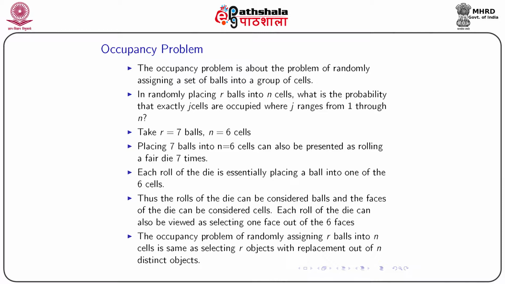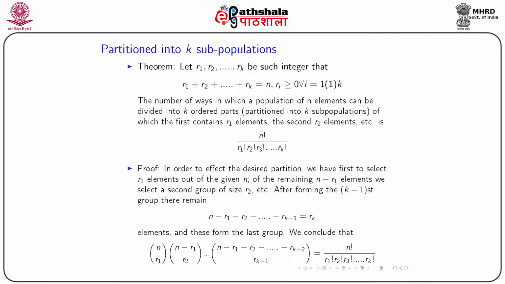In this example we have 6 cells and 7 balls. Each roll of the die can also be viewed as selecting one face out of the 6 faces. The occupancy problem of randomly assigning r balls into n cells is the same as selecting r objects with replacement out of n distinct objects, because one cell can contain more than one ball. So the question we have is how to partition the whole population into k subpopulations.